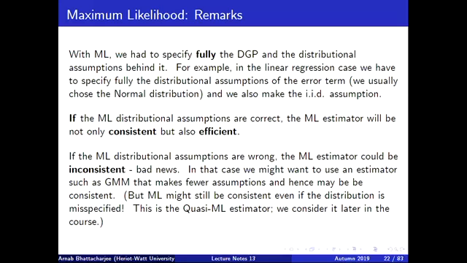With maximum likelihood, we need to specify the full DGP completely. What does that mean? This was a very simple example. In the linear regression case, we have to specify the functional form. We have to also specify the distribution of the errors.